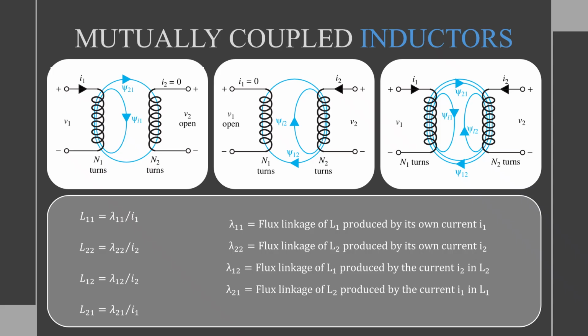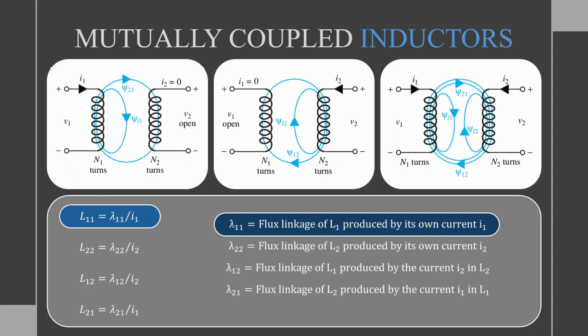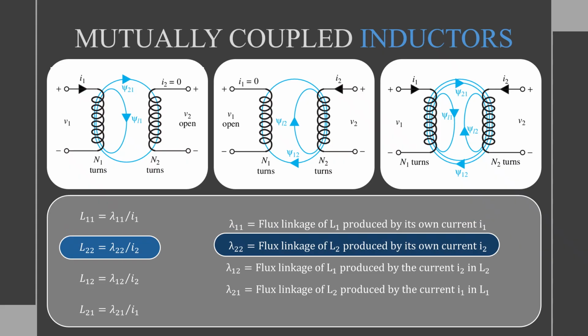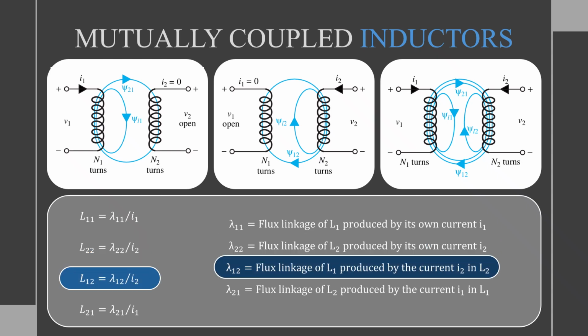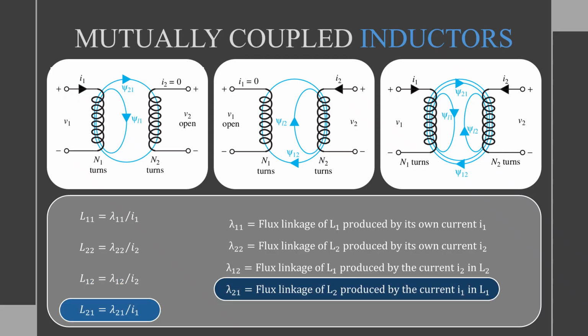The self-inductance L sub 11 is given by taking the flux linkage of its inductor produced by its own current. Similarly, the self-inductance L sub 22 is given by taking the flux linkage of its inductor produced by its own current. The mutual inductance L sub 12 is given by taking the flux linkage of inductor 1 produced by the current in inductor 2. And the mutual inductance L sub 21 is given by taking the flux linkage of inductor 2 produced by the current in inductor 1.